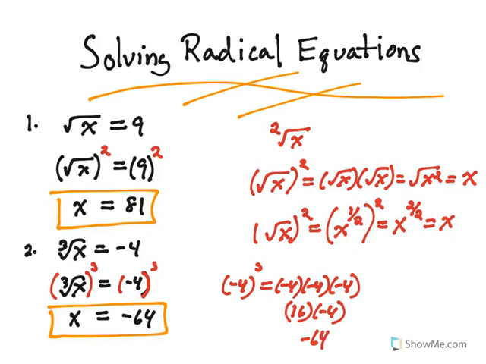So make sure you understand how to take the base and multiply it by itself. Watch out for the negative signs, okay? An odd number of negatives will always give you a negative result. All right, let's do some more examples on the next slide.